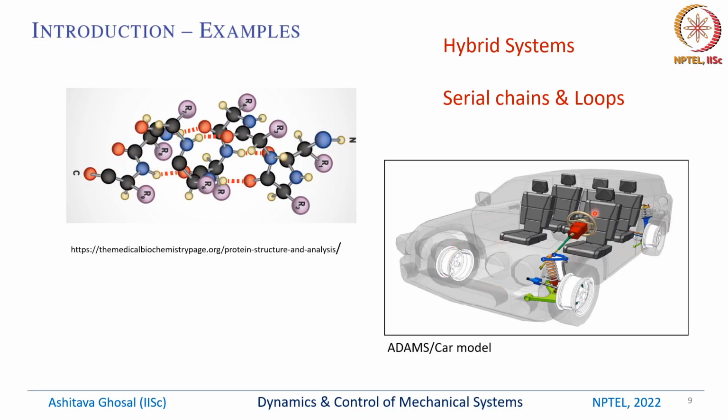Similarly, in a car, I can have a serial chain from the steering wheel, then some arrangements, and then something called the steering mechanism, and this is one such serial chain. But then there are other serial chains, and these are all connected together. So this is a model of a car. It is shown in a software package called Adams, and it is taken from that. So in a car there are many serial chains as well as loops which form.